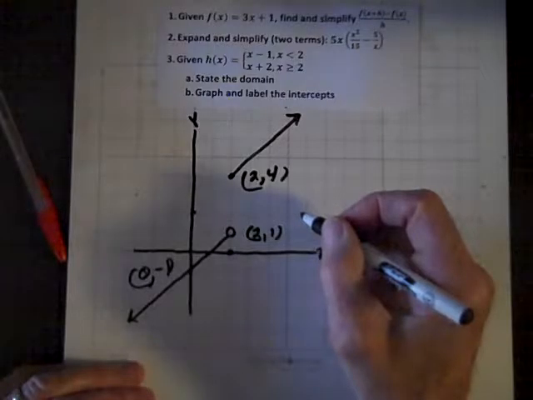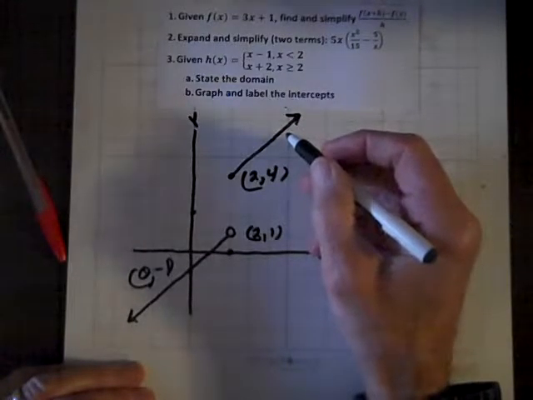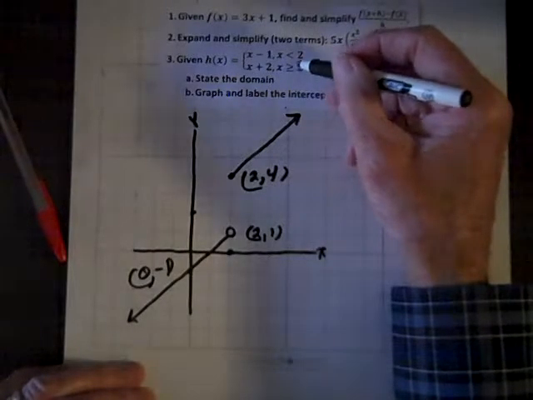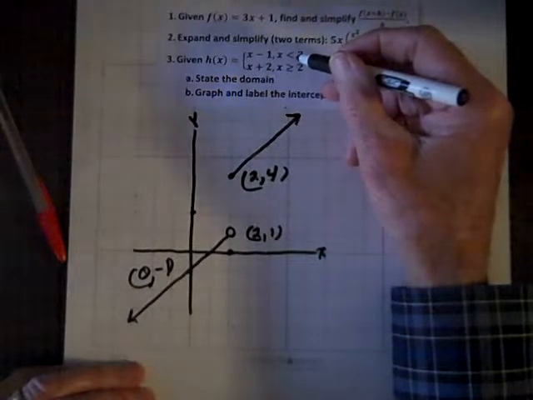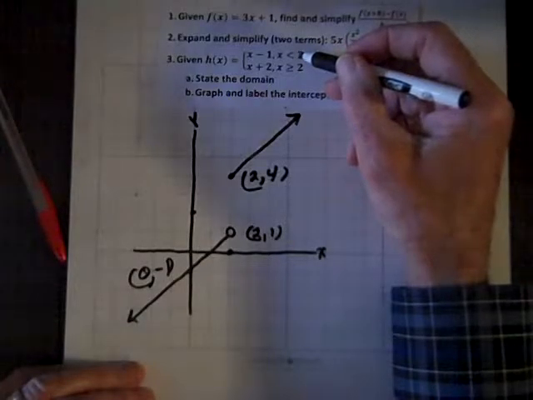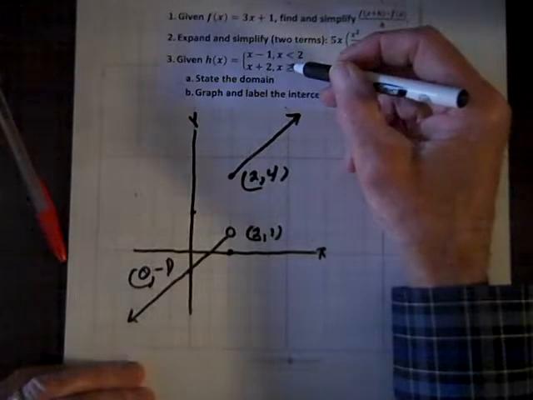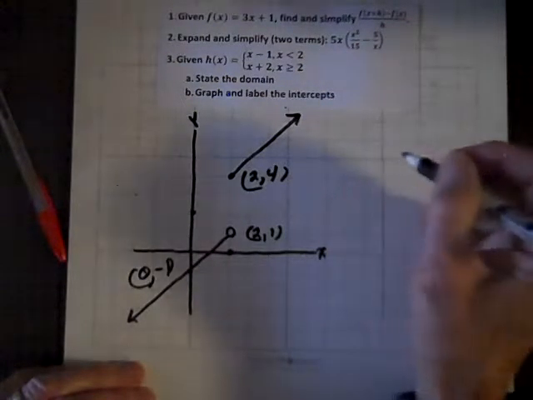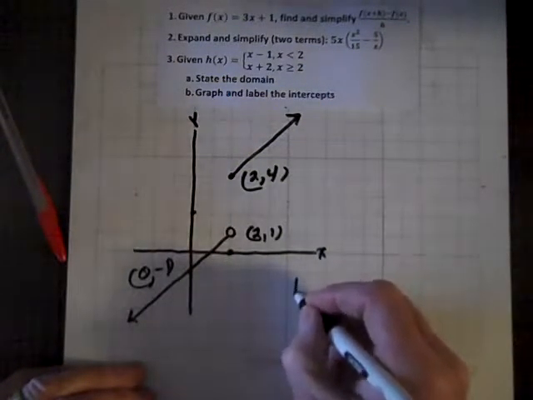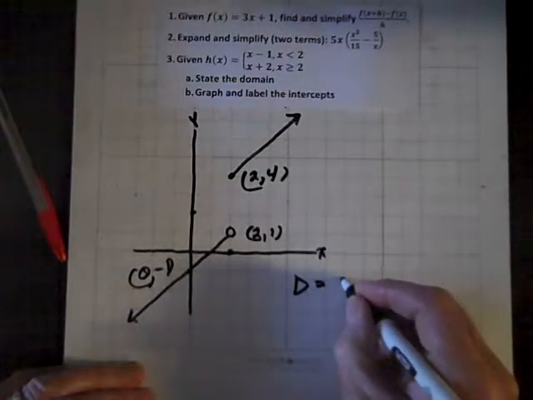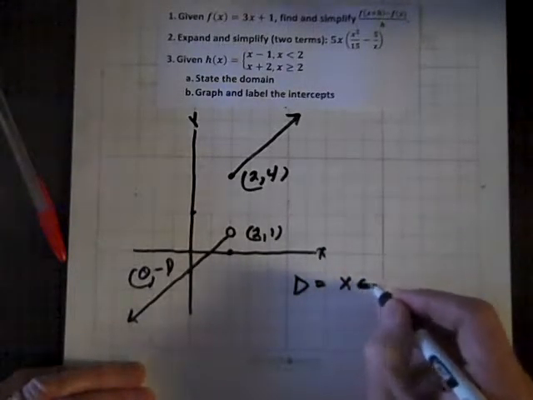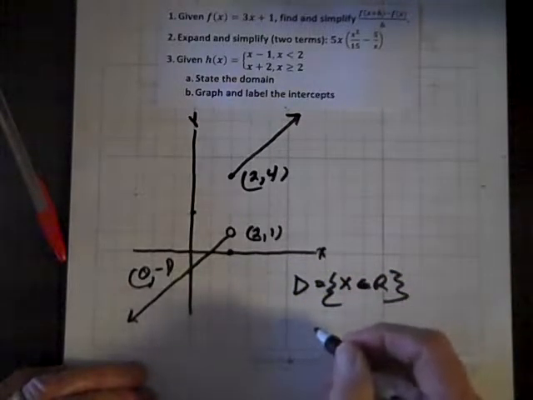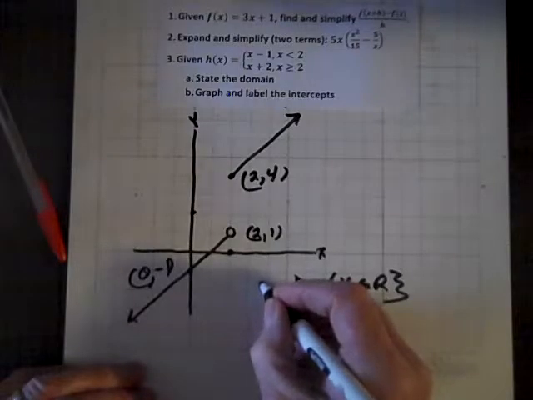Now, the next question is, we'll state the domain. Well, these two inequalities define the domain, and if x can be any number less than 2, or x can be greater than or equal to 2, then the domain equals x element of the reals. In other words, the domain is all real numbers. So that takes care of A.